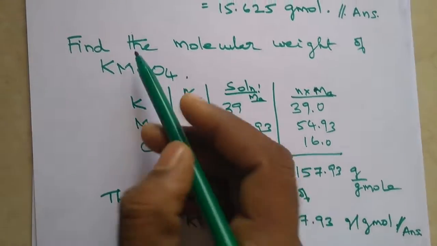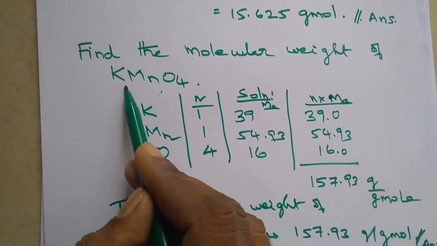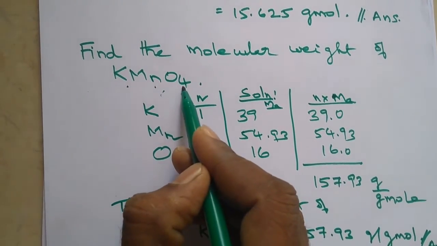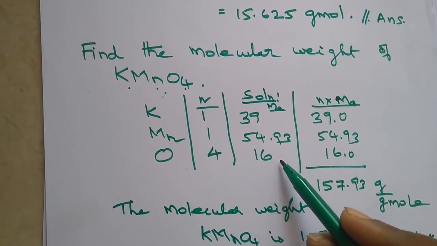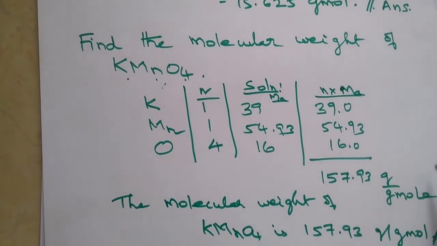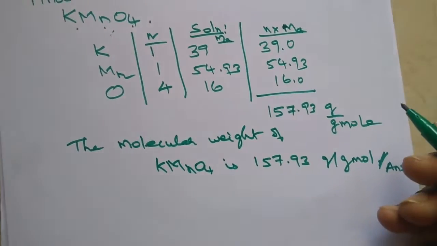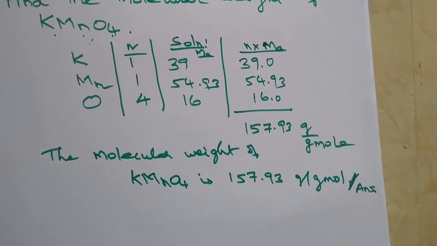So we have to find the molecular weight of potassium permanganate. We have written the number of elements: 1 K, 1 Mn, 4 oxygen. Their atomic masses are 39, 54.93, 16. There is a correction: 16 into 4 is 64. So the total molecular weight you will get is 157.93, which is our required answer.